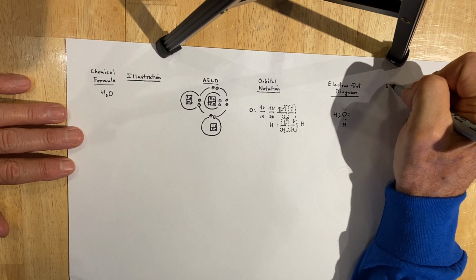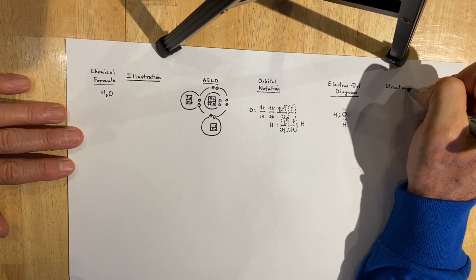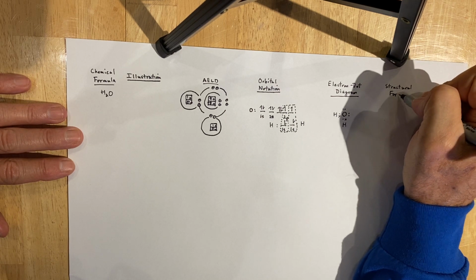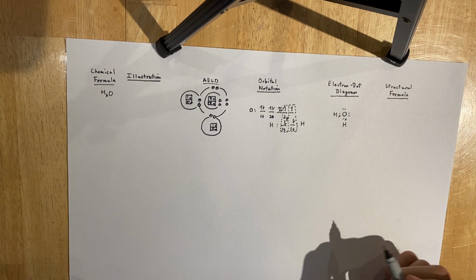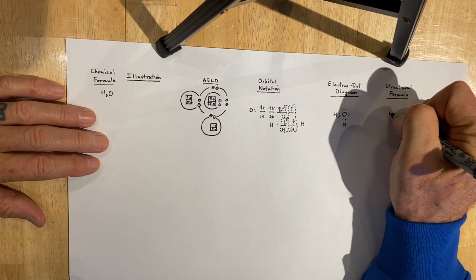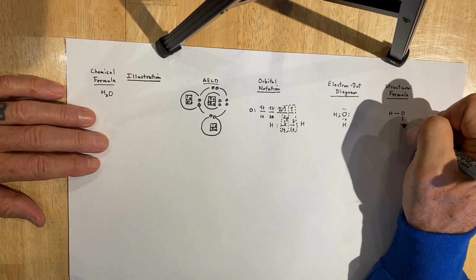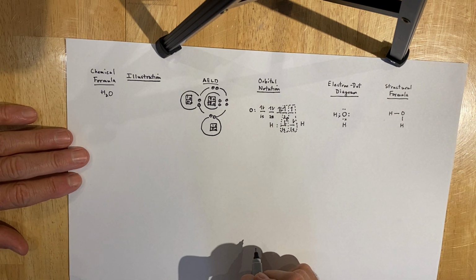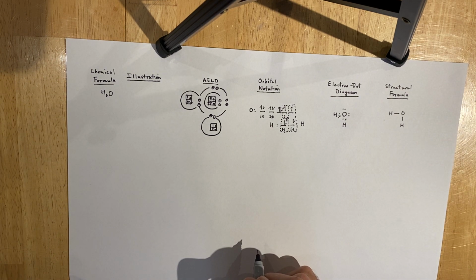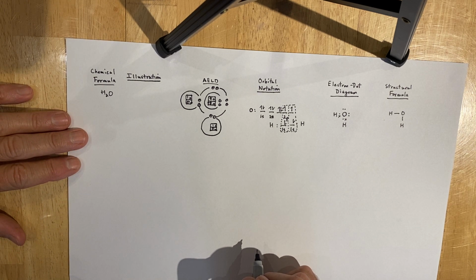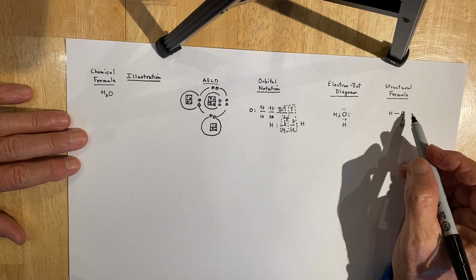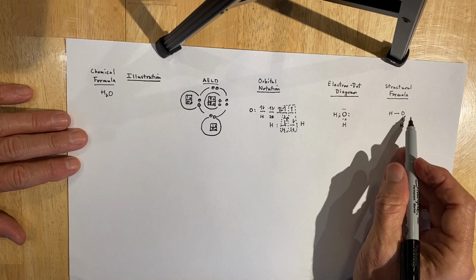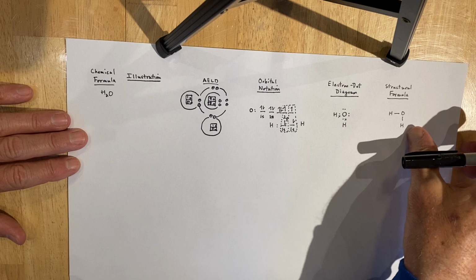The next diagram that I ask you to represent is the structural formula, which simply represents shared pairs of electrons with lines. So we're going to represent that structural formula in this fashion, where the lines represent 1 shared pair of electrons, or 1 covalent bond. And we can say that in the structural formula, we don't represent lone pairs of electrons like we did with the electron-dot diagram.